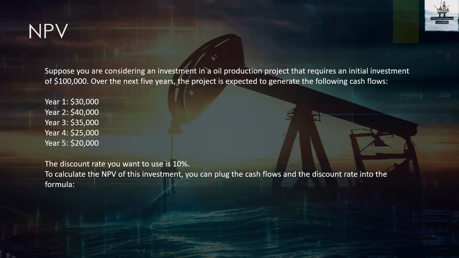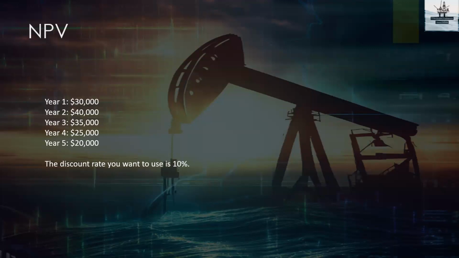So if that is the case, how many years are required to get back the $100,000 that you have invested? Whether 5 years of production is enough. In this, if you see 30 plus 40 plus 35, imagine at the end of 3 years, 30 plus 40 is 70, plus 35 is 105, like $105,000. So at the end of the third year itself, you are getting back whatever you have invested. But if you discount this amount, you will get the real income of what you are going to get. So let us see the solution.